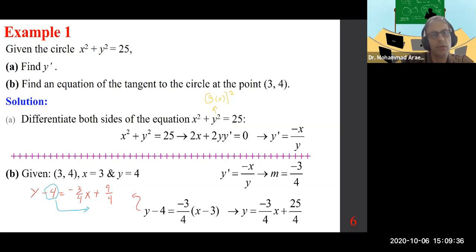Minus 4 is plus 4, which is 16/4. They add up to 25/4. That's how we arrive at it. That shouldn't be a big deal. I hope everybody's comfortable with this.